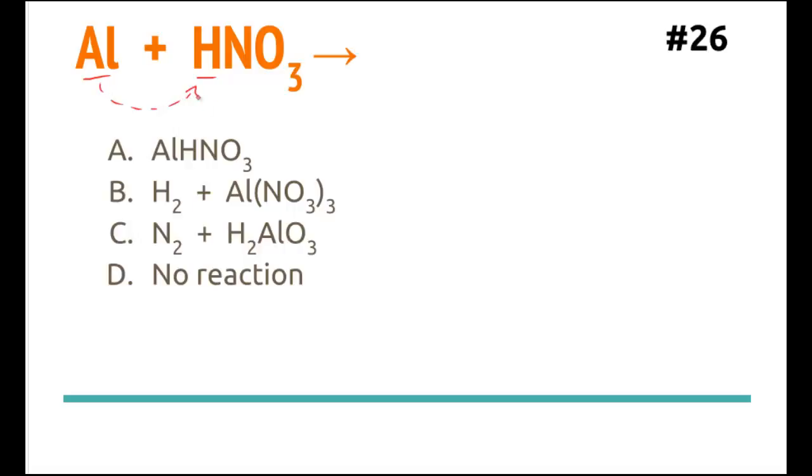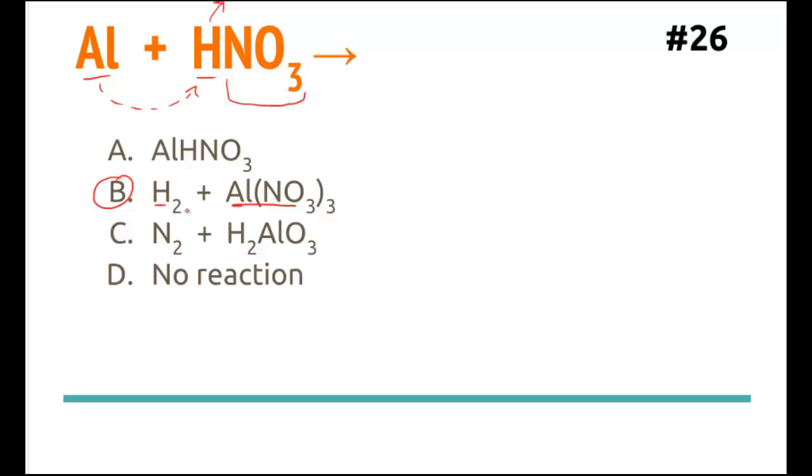Can it? Yes. If I look at my activity series of metals, hydrogen is quite low on the list, aluminum is fairly high on the list. So aluminum can kick hydrogen out and take its place. And when aluminum does that, it's going to join the nitrate ion that hydrogen is currently with and make a new compound, which we see here in our options as aluminum nitrate. And the hydrogen comes out as a gas, so choice B is our answer.